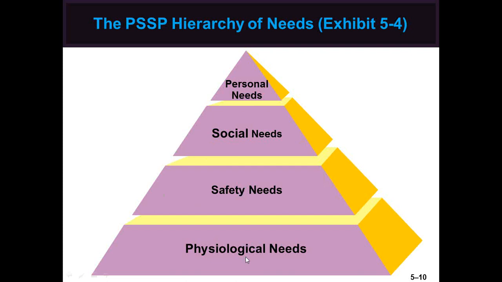What are the physiological needs? These are the most basic needs people need, such as food, liquid, rest, sex. What are safety needs? These are concerned with the protection and the physical well-being. And so that would be health, medicine, exercise, and security.